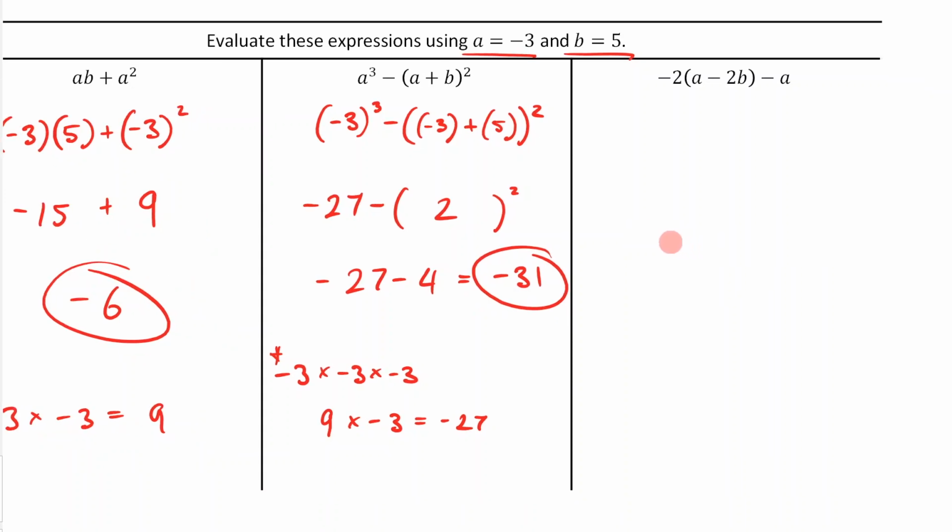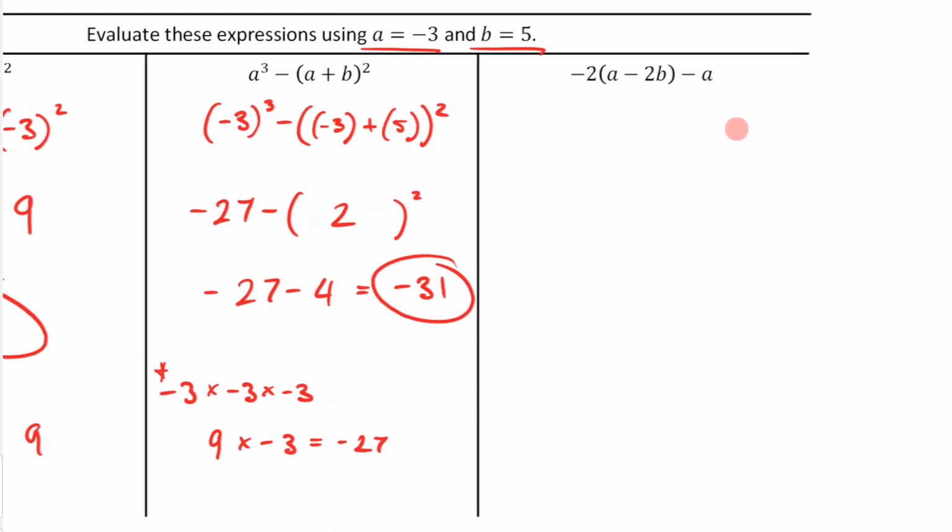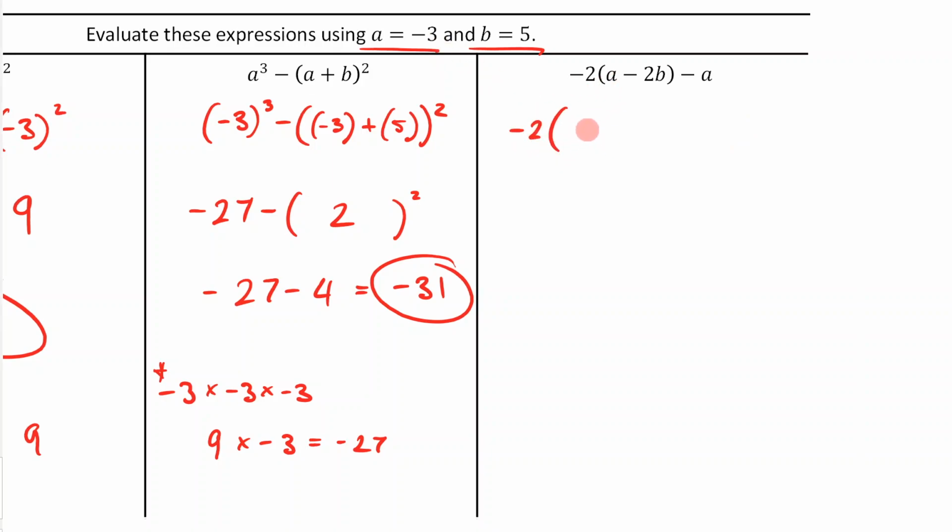Perfect. Last one. Hopefully you have paused the video and given this a go. You're not just blindly watching me. You'll never learn that way. You've got to give things a go. All right, so we're going to go negative 2. Then in A, we put negative 3. And you know what? I like putting everything in brackets.